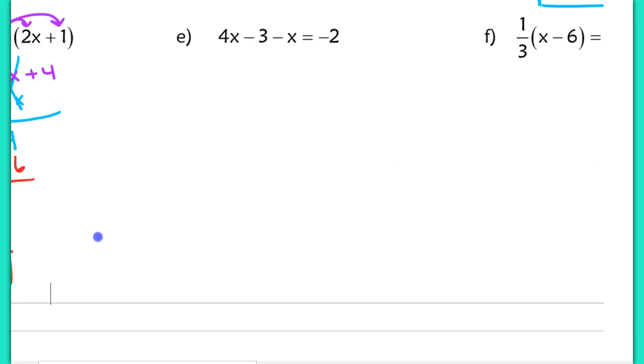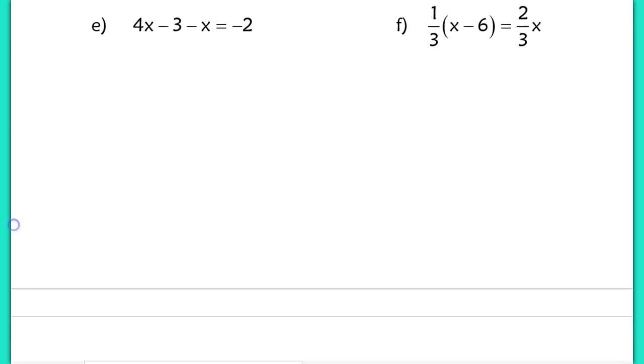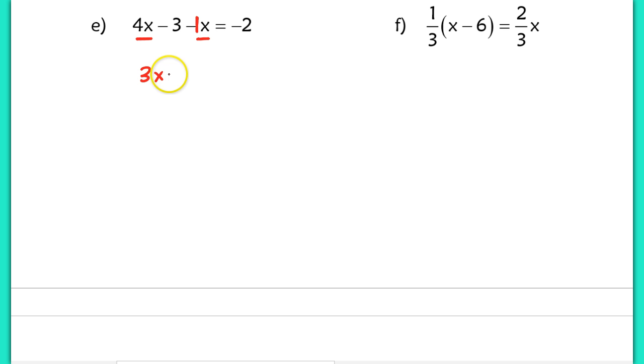All right, next up is E. Now in E, I don't have any distributive property here, but I do see on the left-hand side, do you notice how you've got an x here and an x here? What you want to do is combine these first. So I have 4x minus, this is 1x here. 4x minus 1x gives me 3x. So I have 3x, then minus 3, right? This is still minus 3 here, equals negative 2.